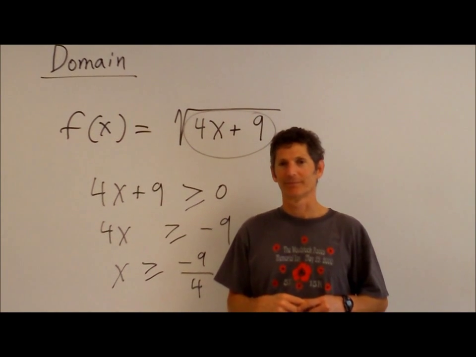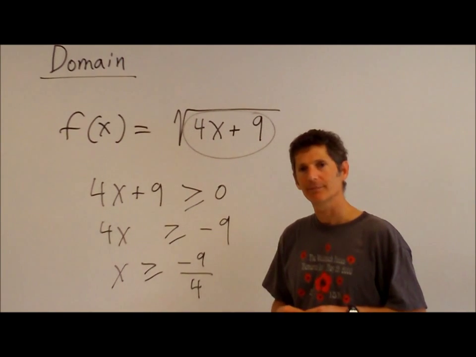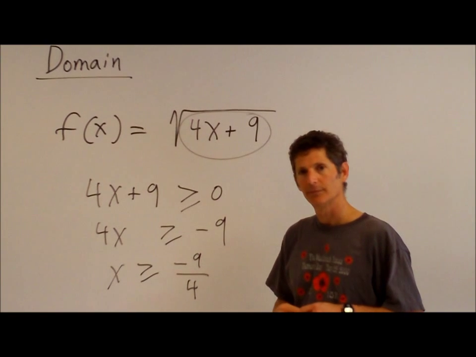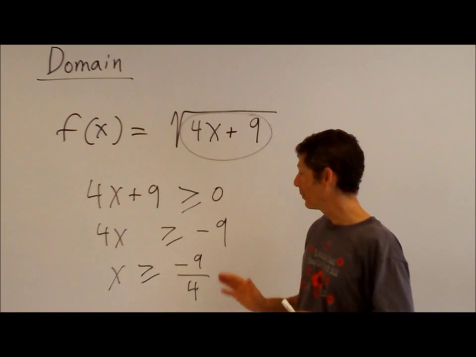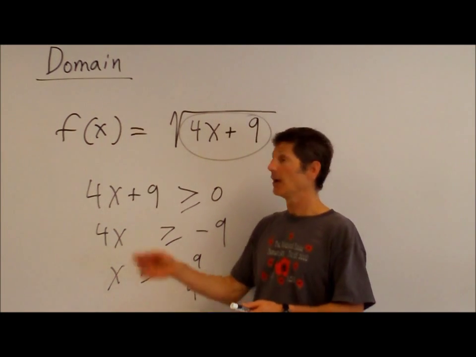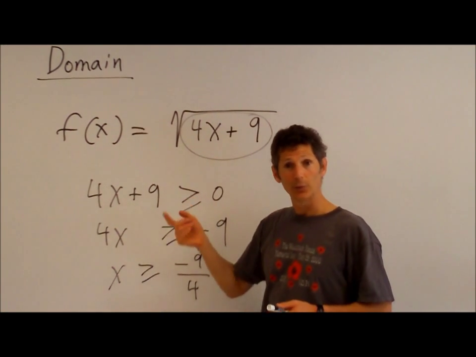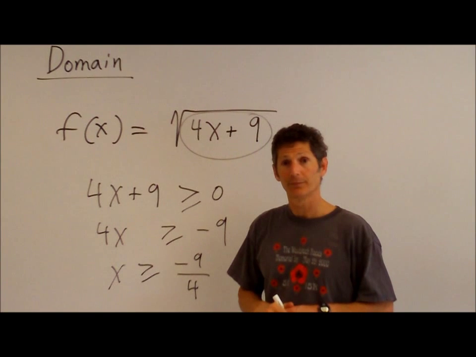In other words, any x value that's bigger than or equal to negative 9/4 will give you a y value. And if I pick something less than this, I'll get a negative under my radical, which will mean I'll have an imaginary number. Fantastic. Absolutely.